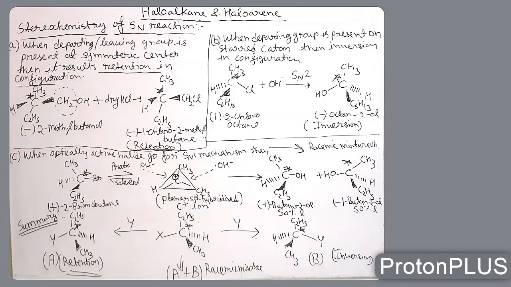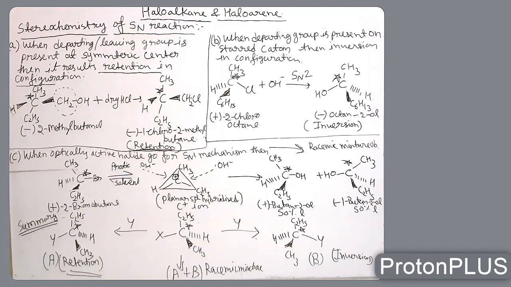Third example that we can take is when an optically active halide goes for the SN1 mechanism. When an optically active halide goes for SN2, then there is inversion in configuration. But when an optically active halide goes for the SN1 mechanism, then it will result in a racemic mixture. Why is this so? When we take this optically active halide, that is +2-bromobutane, this is our stereo carbon atom. In the presence of a protic solvent, it will generate the intermediate carbocation. This carbocation is sp2 hybridized.